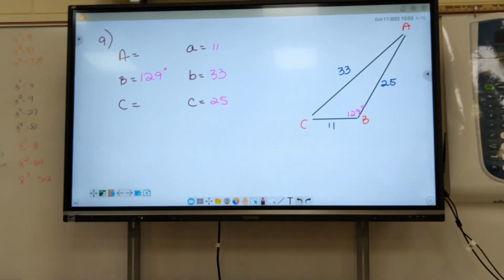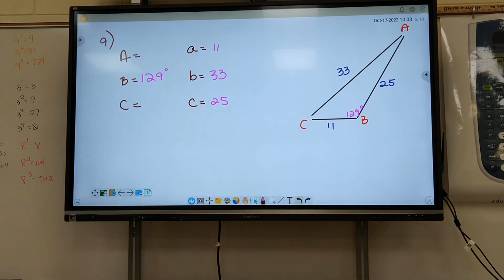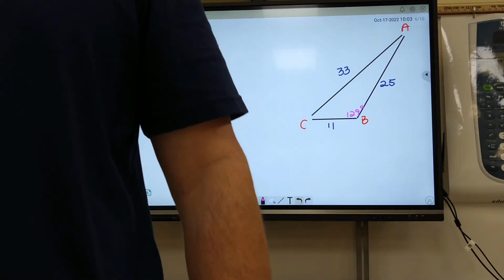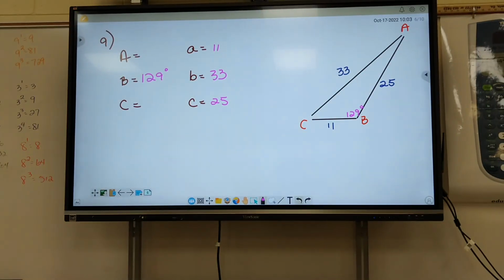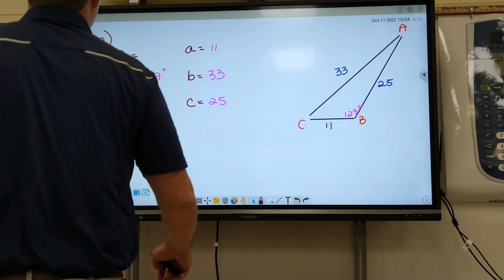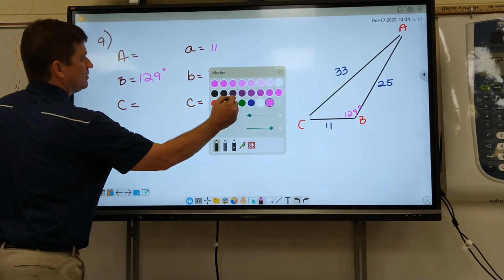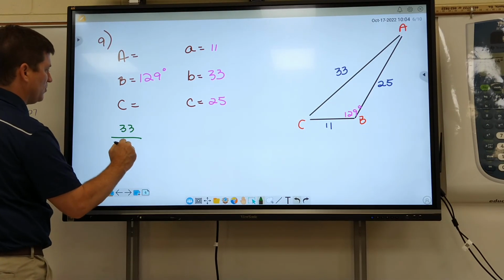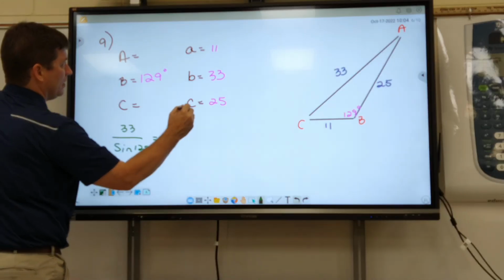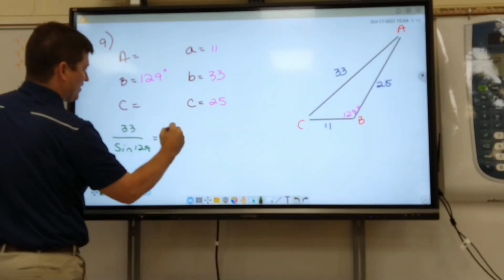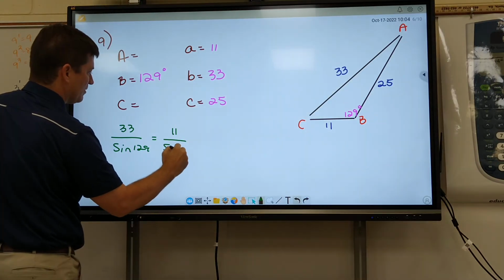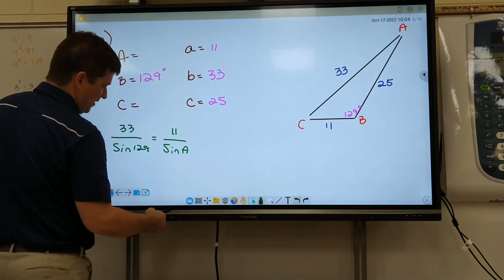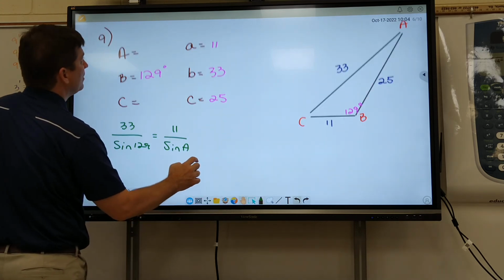We're going to do this one just like we did number 6. You guys go ahead and start it, see if y'all can do it by yourself. This has got the extra step. Got to start with B. So I got 33 over sine of 129 equals 11 over sine of capital A. I'm going to do A first. Now remember, you've got to show me the extra step on this one.